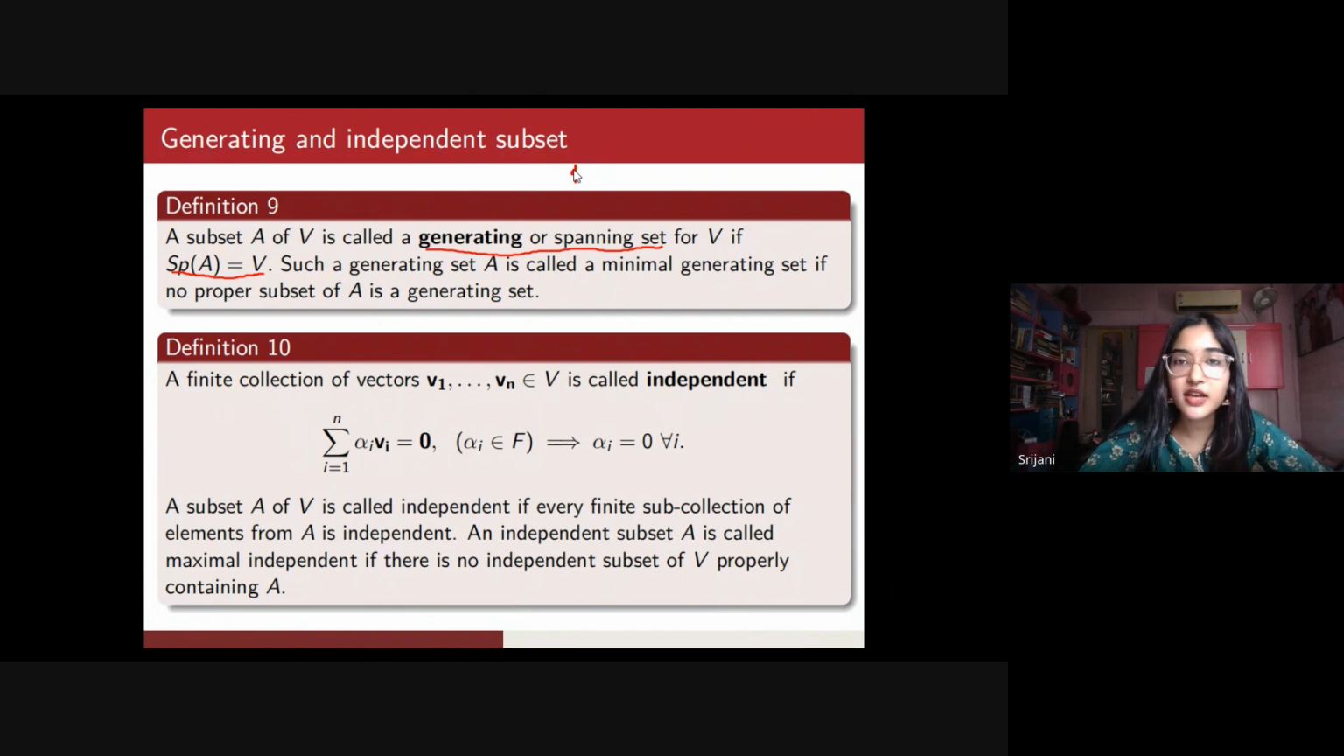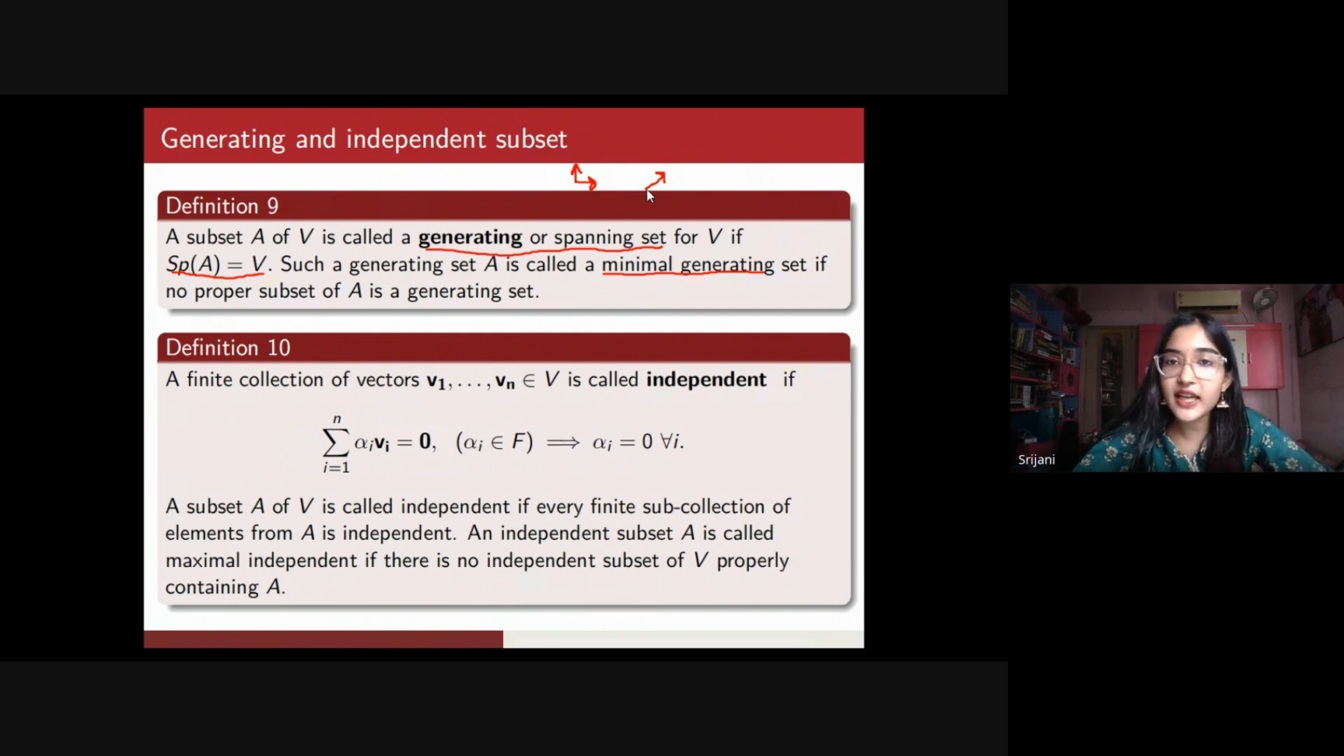Like in R2, say we have i cap and j cap. Does this generate the whole of R2? This generates, right? The y-axis and x-axis. We can write any vector in terms of this. So for R2, one such generating set is i cap, j cap. When will it be a minimal generating set? If there is no proper subset which is also a generating set. Consider i cap, j cap. Is there a proper subset of i cap, j cap which is a generating set? A proper subset is either only i cap or only j cap. Only i cap will generate my x-axis, only j cap will generate my y-axis. So a single vector cannot generate the whole of R2. So i cap, j cap, this set is a minimal generating set.